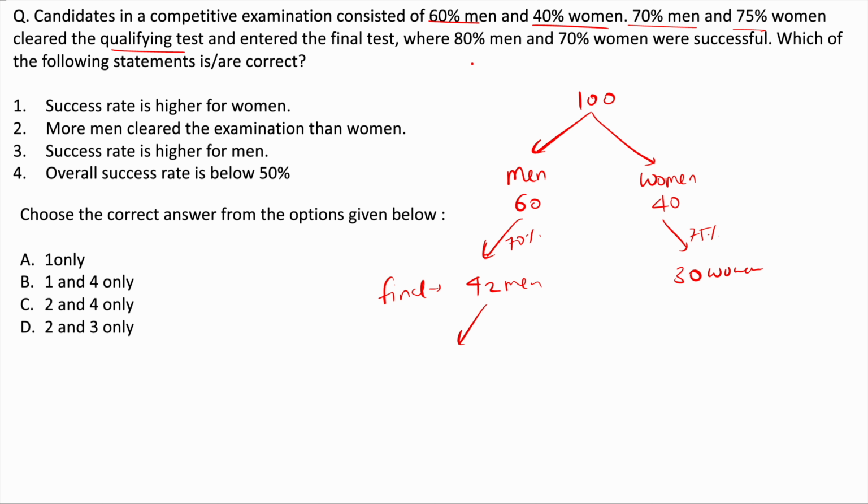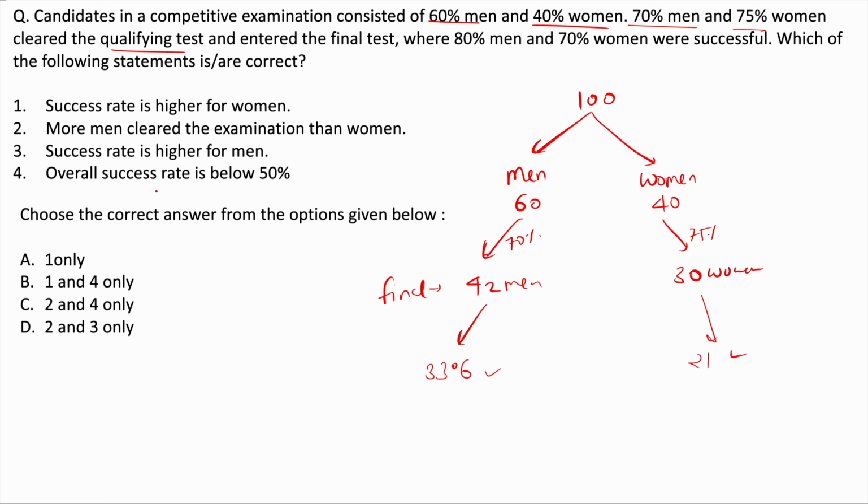Out of them, 80% of 42 men will be 33.6, and 70% of 30 women will be 21. So 33.6 men and 21 women were successful. Which of the following statements is or are correct?